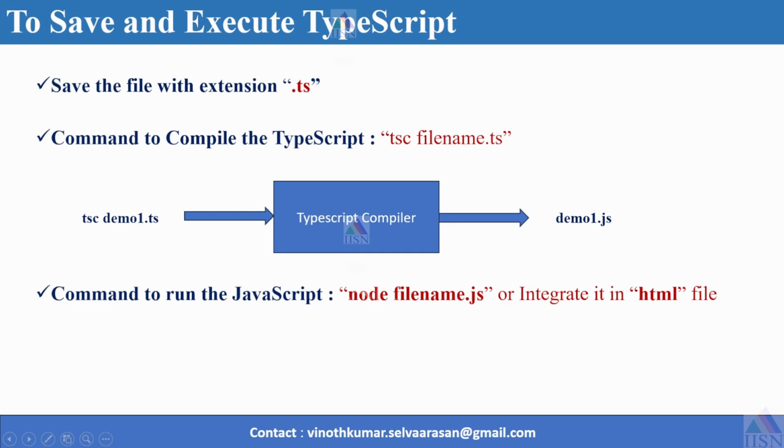Once you save this file with the .ts extension, we need to convert this TypeScript to JavaScript so that it can run on our browser. For that, we need to use the command tsc filename.ts. What this command is going to do is convert your TypeScript file into a JavaScript file through the TypeScript compiler.